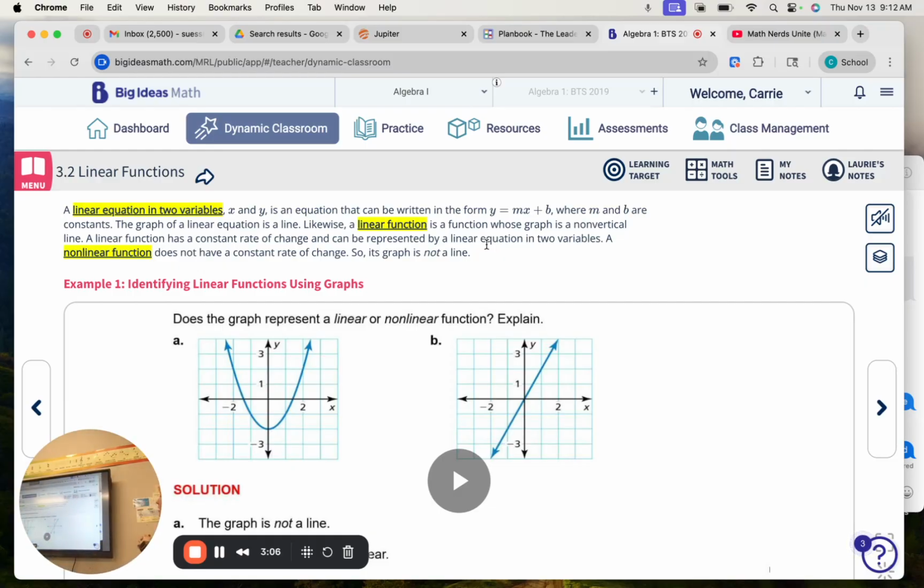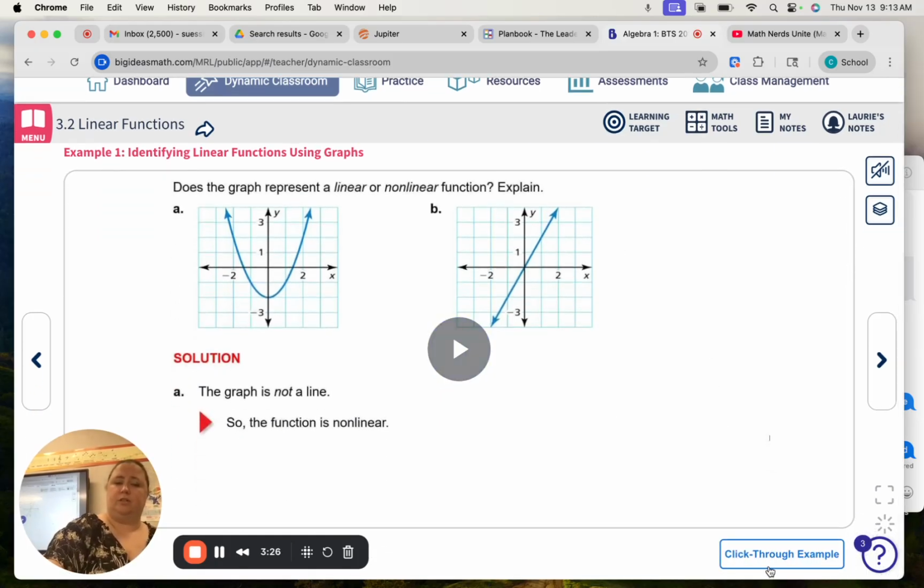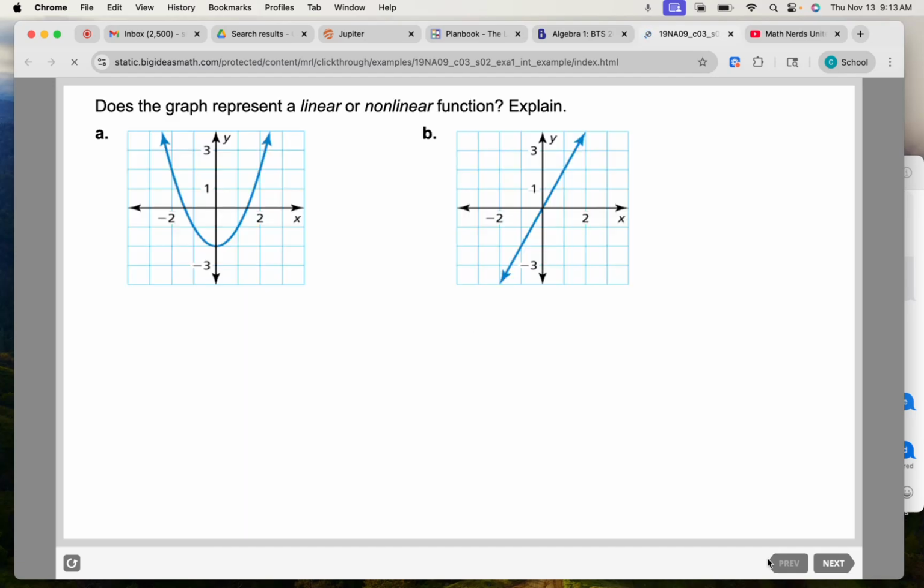A linear function is also going to be a graph that is a non-vertical line. We already talked about that. And then a non-linear function does not have a constant rate of change because it's going to dip, plateau, curve, all those things. So for your first example, in your journals, just do a quick sketch of these. It doesn't have to be written out perfectly. Just draw the little coordinate plane and then draw the blue line and call it a day.